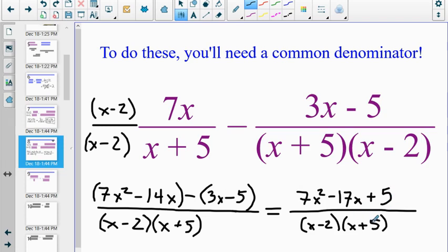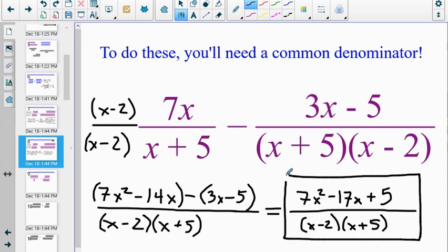I'm a little bit worried that one of these might be a factor, that x plus 5 or x minus 2 might be a factor. So if you're really concerned about simplifying, you could send negative 5 through synthetic division and see if that works out. I don't believe that's going to be true for this one. I'm going to say that the factors of the denominator do not match any factors of the numerator, which means that is my simplified answer.